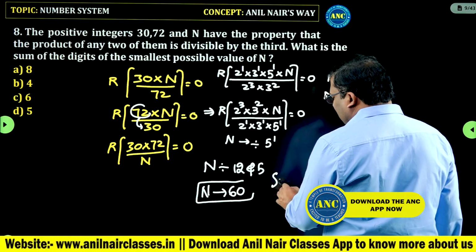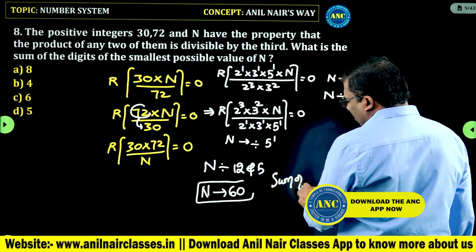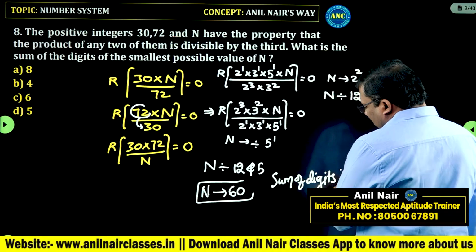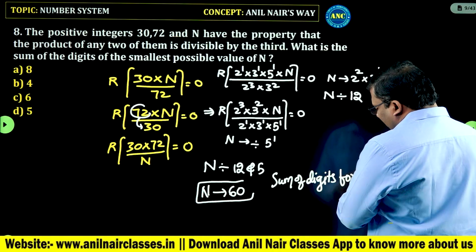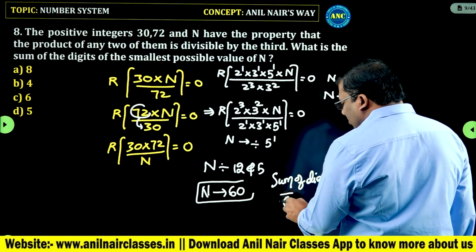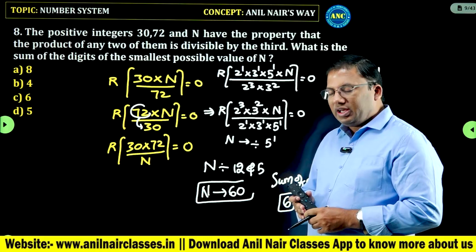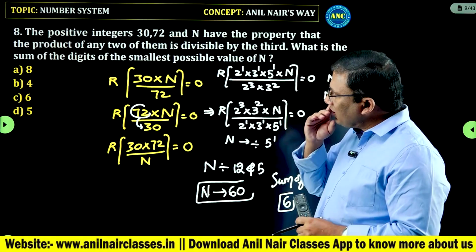The sum of the digits of 60 will be 6 plus 0, which is 6. I hope the idea is very much clear.